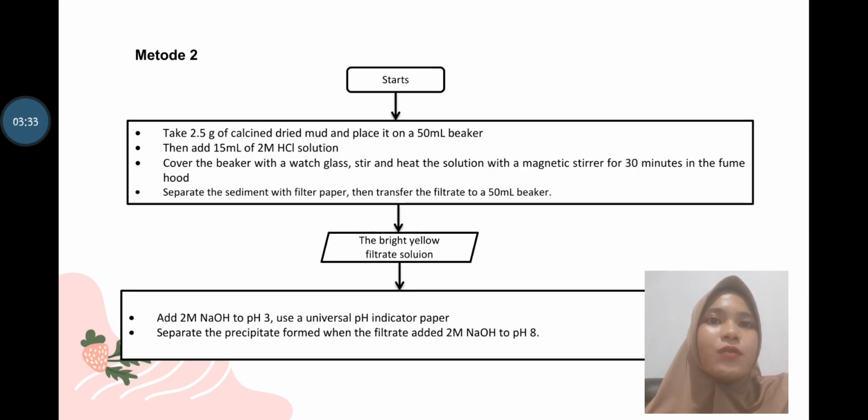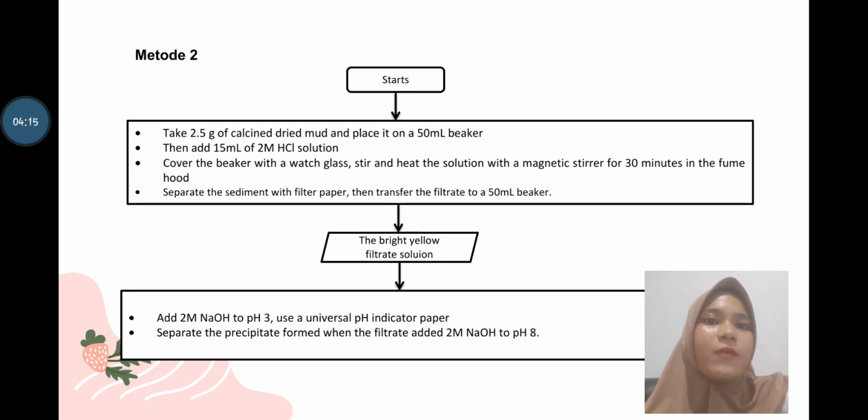Method 2. Take 2.5 gram of calcined dried mud and place it in a 50 ml beaker, then add 15 ml of 2 molar HCl solution. Cover the beaker with a watch glass, stir and heat the solution with a magnetic stirrer for 30 minutes in the fume hood. Separate the sediment with filter paper, then transfer the filtrate to a 50 ml beaker. The result: a bright yellow filtrate solution. Add 2 molar NaOH to pH 3, using a universal pH indicator paper.